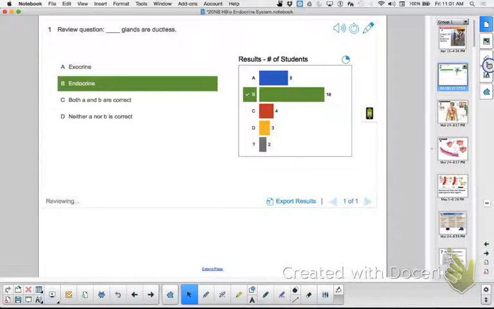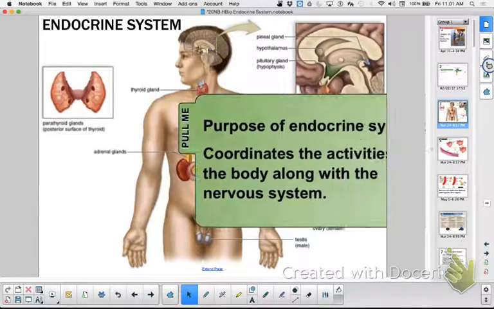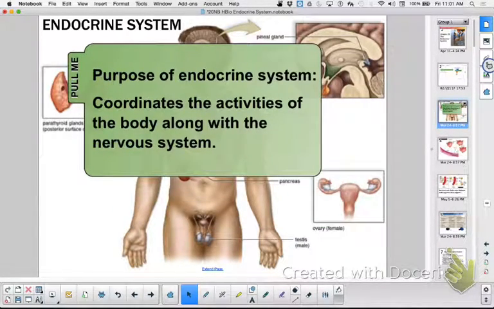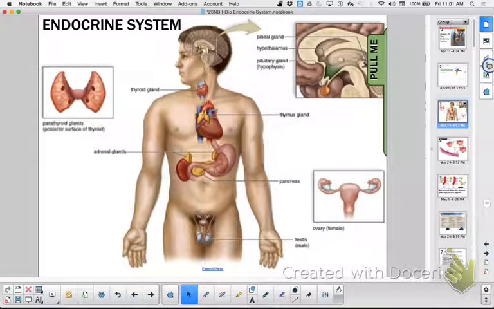So when we talk about the endocrine system, the purpose of the endocrine system is to coordinate the activities of your body along with your nervous system. You could write that right at the top of your group shared notes where it says the endocrine system and hormones. It coordinates the activities of the body along with the nervous system. Who do you think is faster, the nervous system or the endocrine system? You're right. It does work with the nervous system, and we're going to look at the overlap of that in the hypothalamus and pituitary gland in just a minute.